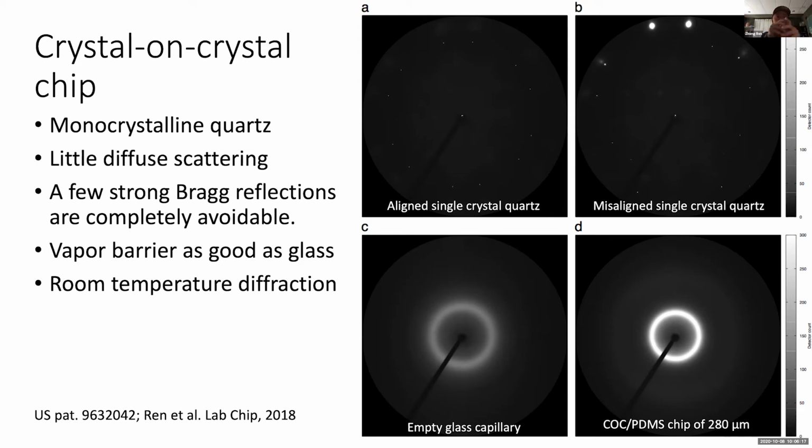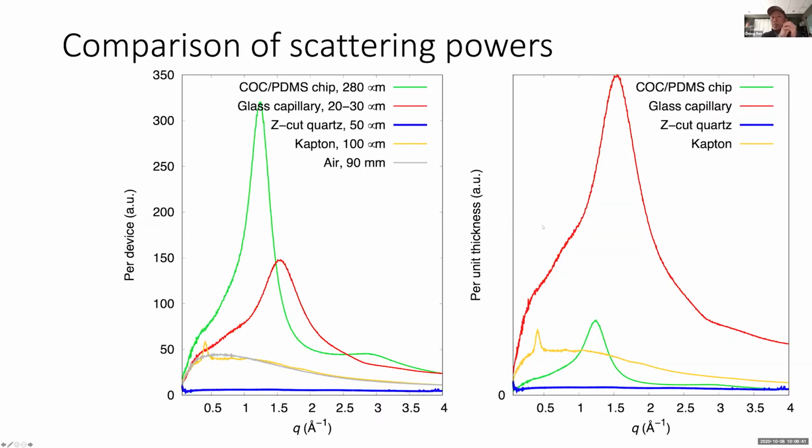And another advantage of this material is it is a good vapor barrier, as good as regular glass, because the ingredient in it is literally the same thing. And we chose this for room temperature diffraction. And the next graph shows you the scattering curve.